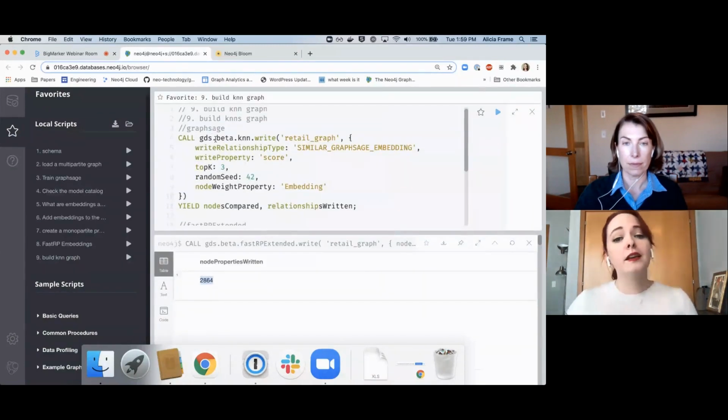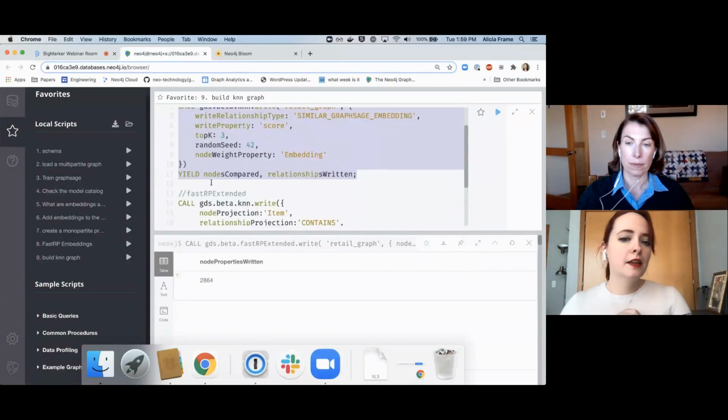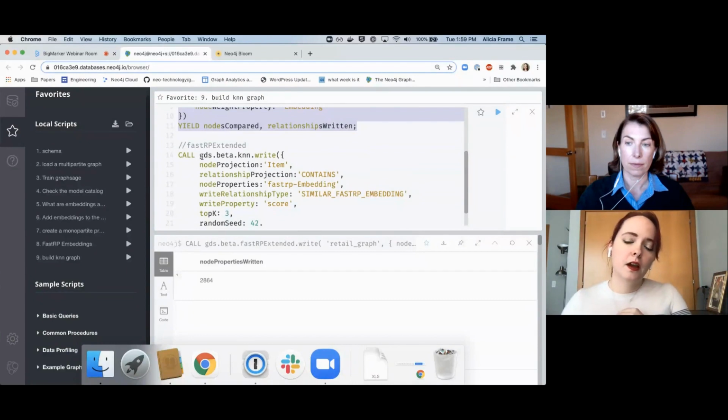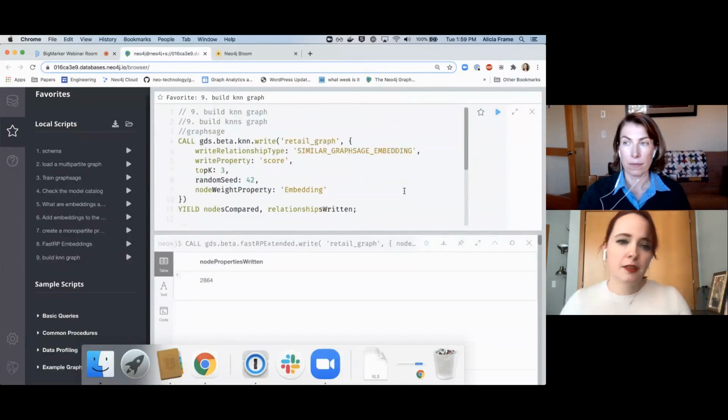So I'm going to train k-nearest neighbors. First, I want to build a nearest neighbors graph using my GraphSAGE embedding. So I'm going to take the top 3 nearest neighbors based on the GraphSAGE embedding. I'm going to create a new relationship called similar GraphSAGE embedding, so I can see which nodes have the most similar embeddings to each other. Then I'm also going to use my FastRP embedding, and I'm going to create a similar FastRP relationship. Pretty simple, and then I'm going to compare and contrast the results.